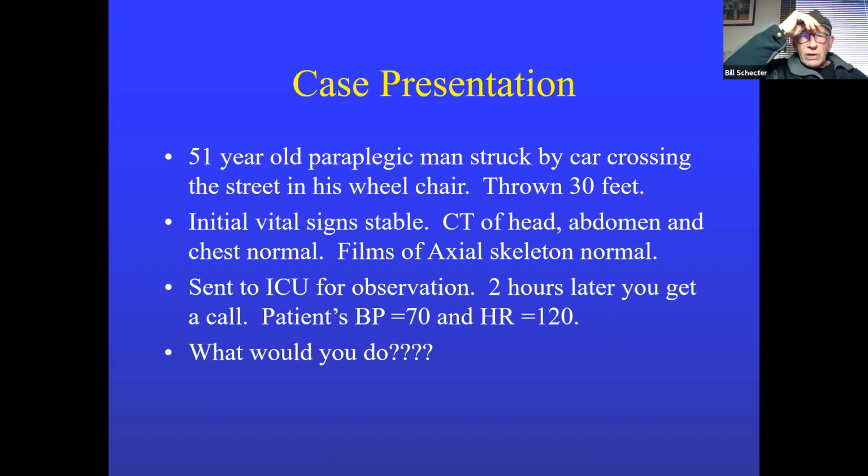He's paraplegic. Let's just stick him in the ICU and keep an eye on this guy because he got thrown 30 feet. It was a significant mechanism of injury. So let's put him in the ICU. Okay, so we put him in the ICU. I'm going around doing other things, making rounds, whatever I was doing. I can't remember now. Two hours later, I get a call from the ICU. The guy's blood pressure is 70 systolic and a heart rate of 120.